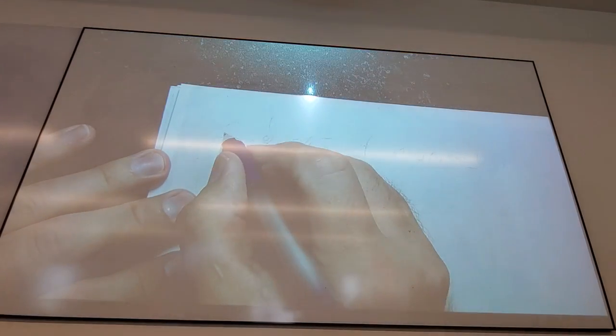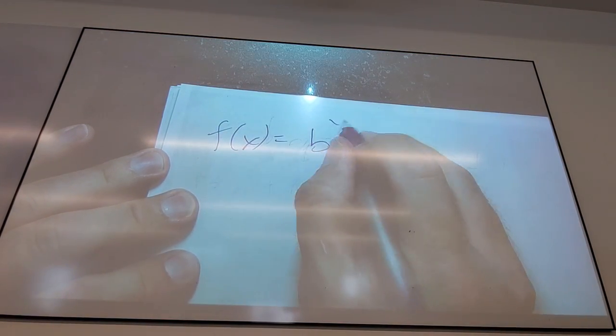Alright, so today, what we're going to do, first thing I want to do is talk about the derivative of this function.